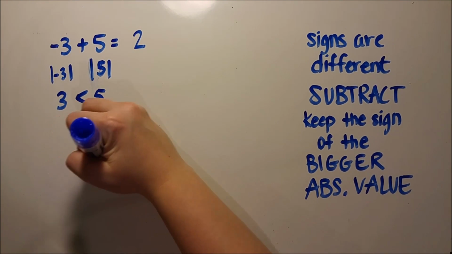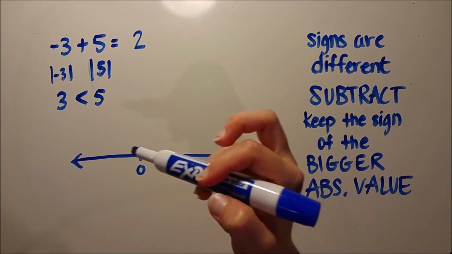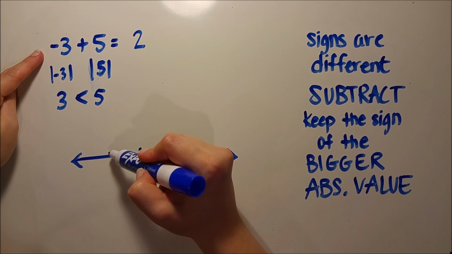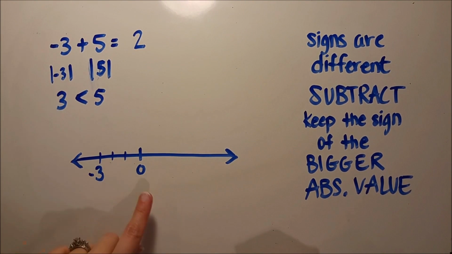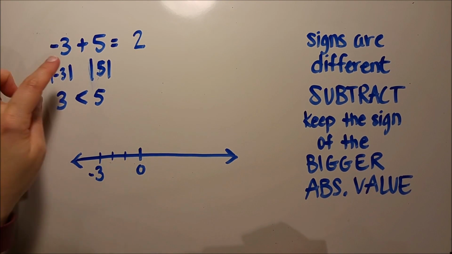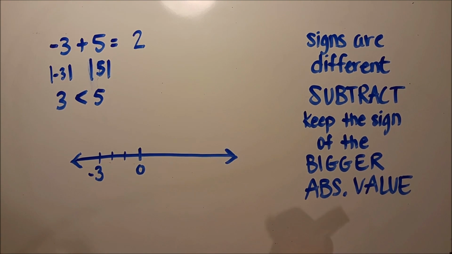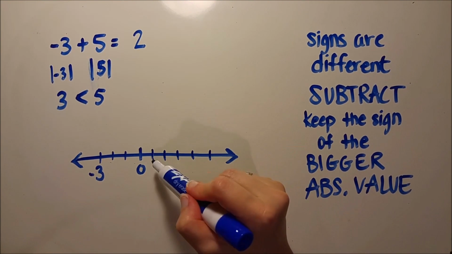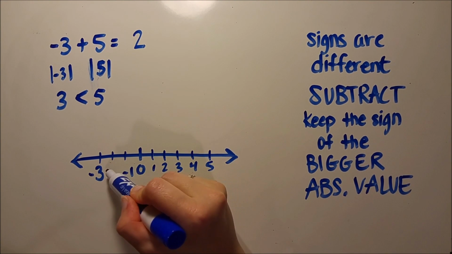Let's think of that on a number line. Here's our 0. Okay, we started at -3. 1, 2, 3. There's -3 because it's on the left of 0. Remember, when you add 5, you go this way, you go to the right. Let me put out some things here. 1, 2, 3, 4, 5, -1, -2.